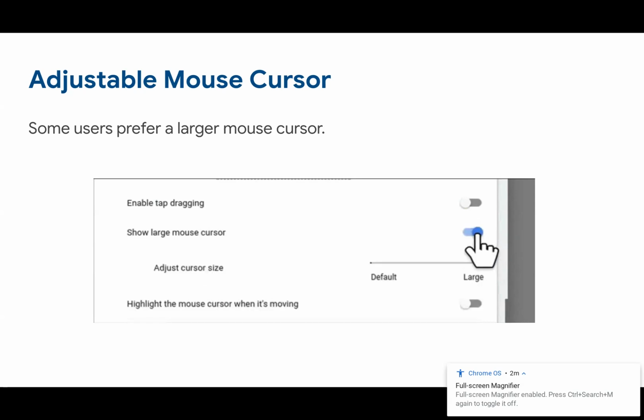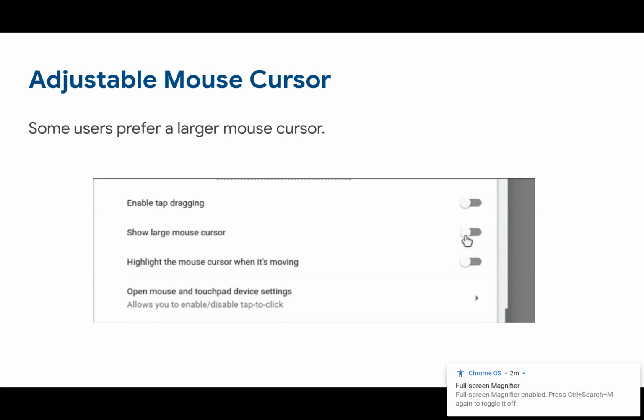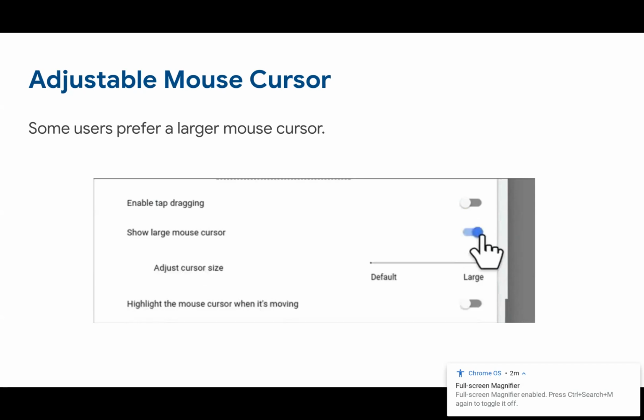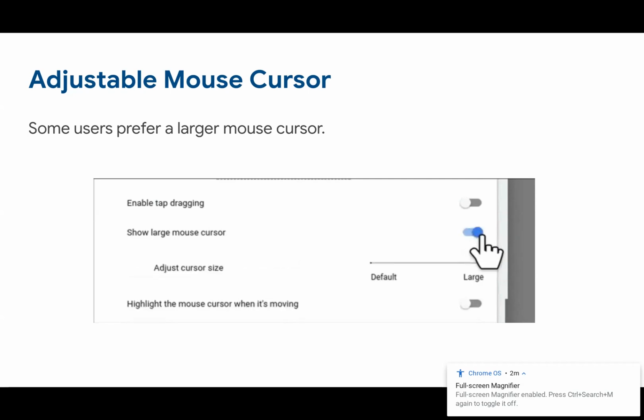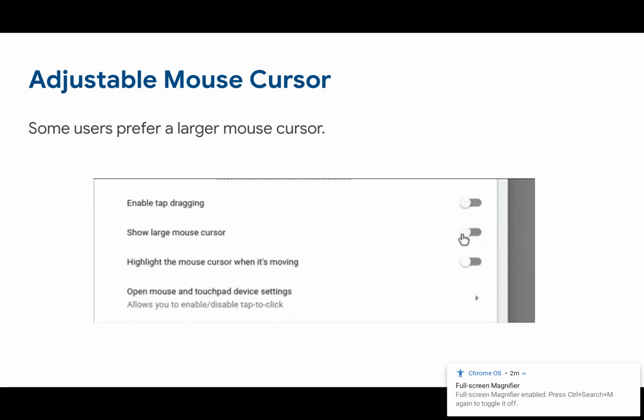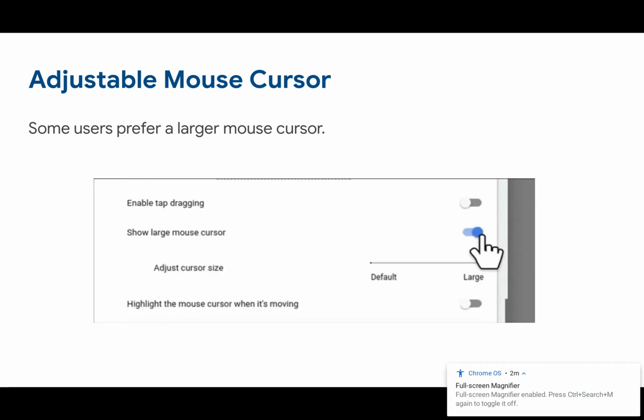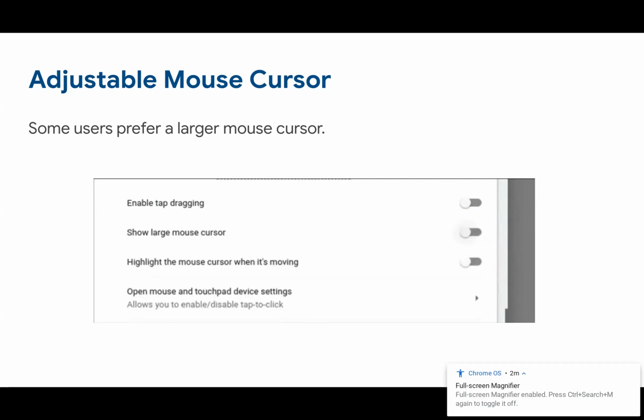So the next few features that I'm going to talk through are great to use in conjunction with magnification, or you can use them as standalone features depending on your needs. And they can be really helpful for students who may have low vision, but also helpful for students that have trouble focusing or processing information.